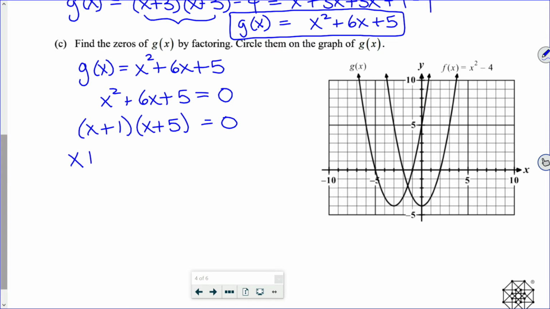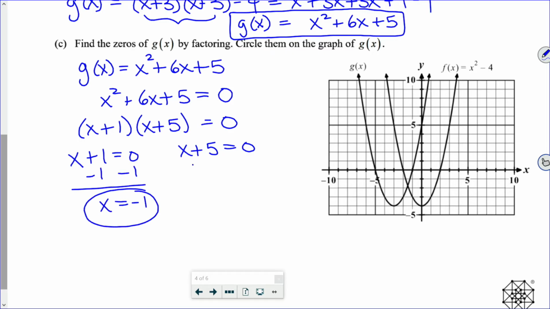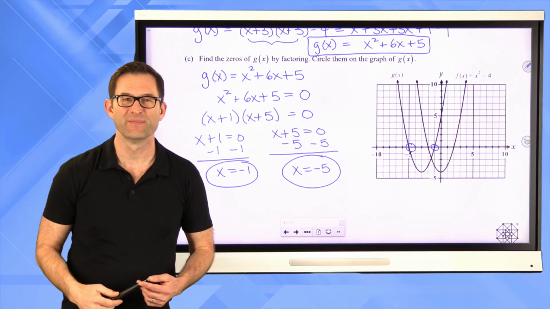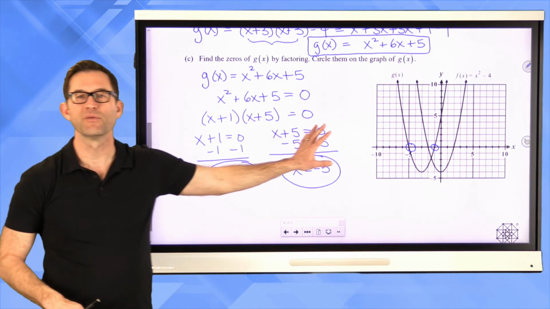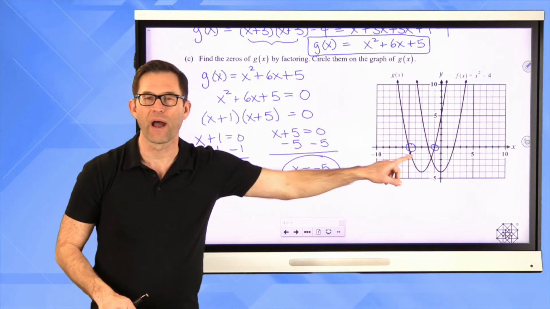I can now take each one of these factors and set them equal to 0. And I'll get x equals negative 1, and I'll get x equals negative 5. And it says circle them on the graph. Here's that negative 1, and here's that negative 5. Right? The algebra supporting what we can see graphically.